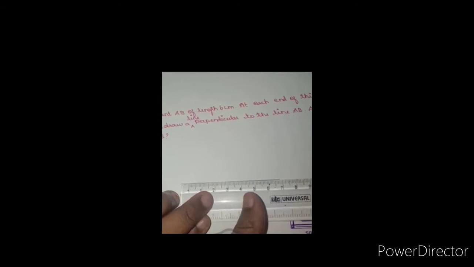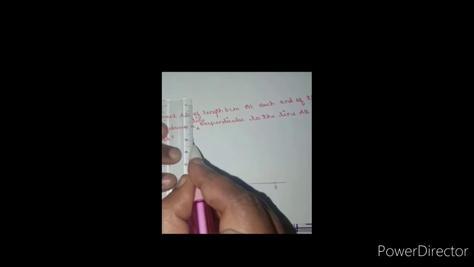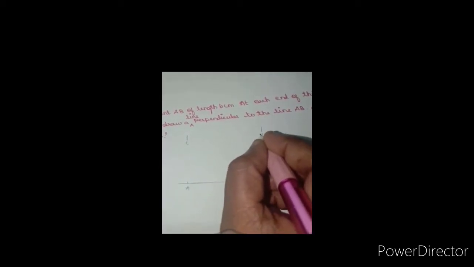So, A and B, which is 6 cm. So we have to draw a perpendicular line to A. So with the help of set square we have to do. So we don't have set square. I'm not having the set square. So I'm just drawing a line with the ruler. So on keeping the ruler on A and B, I'm just drawing a line C and D. I have to join the line now.